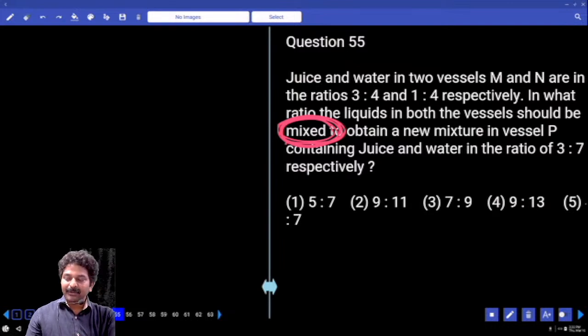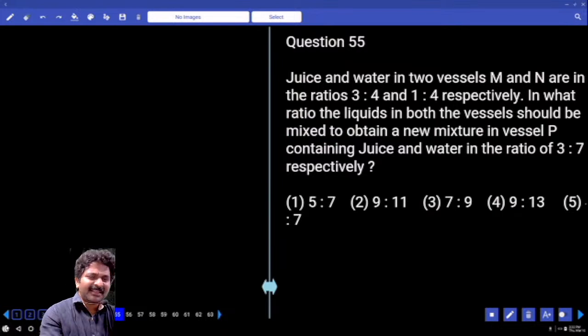Right. So now, here in our container, we have two different components, juice and water. If you have two different components and want to use alligation, how do you use it? You start with only one component, either juice or water. What should I start with? Juice or water, anything.